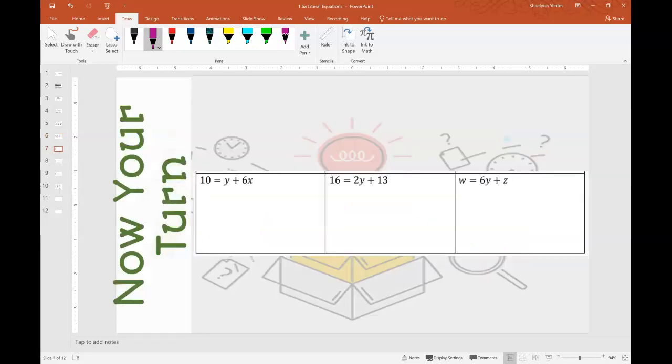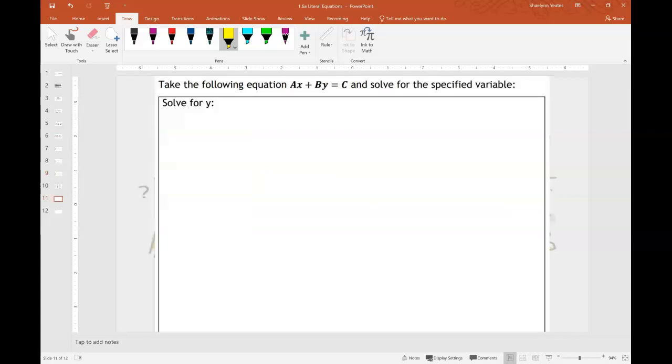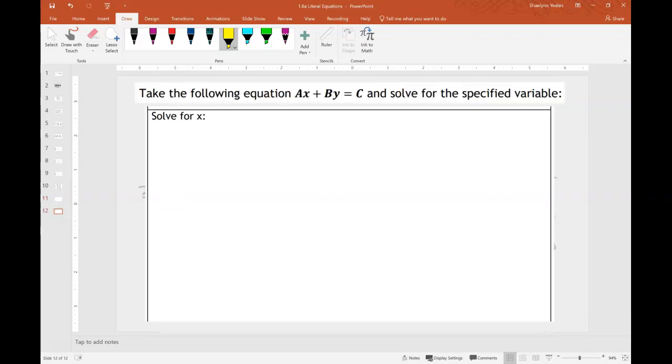Okay, I want you guys to go ahead and try these ones. Remember that you are solving for y. You've got this. Once you're done with that, it's your turn to try these ones as well. Here you're solving for w, then x, then h. Pay attention to which one you're solving for. Then we're going to finish off with solving for whatever it specifies. So we'll do solving for y, and we'll come back and then we'll solve for x as well. Alright, I'll see you guys in a second.